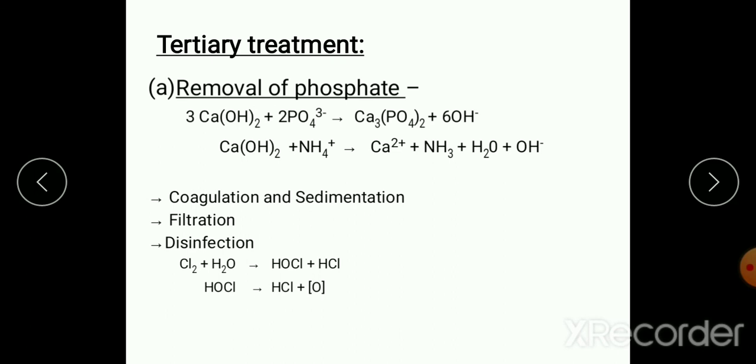So this is all about the sewage treatment: primary, secondary and tertiary treatment. This is how we can treat the sewage. Thank you.